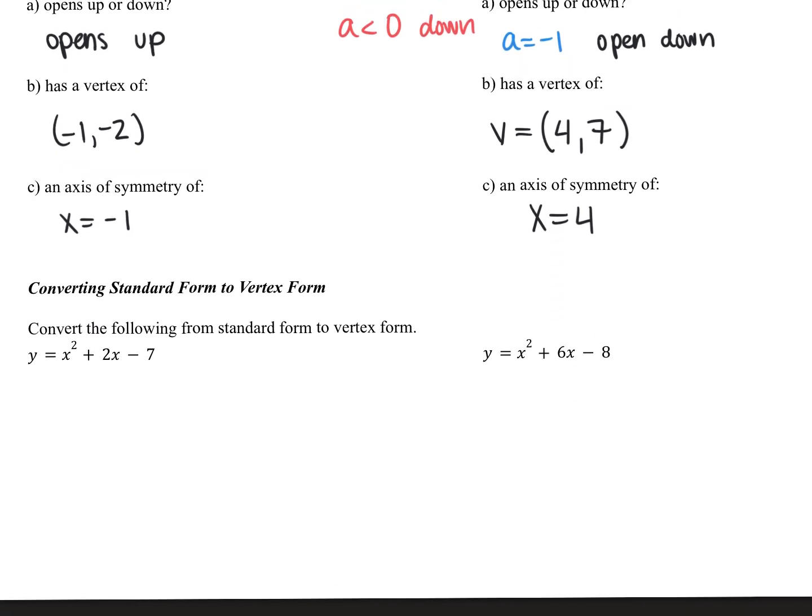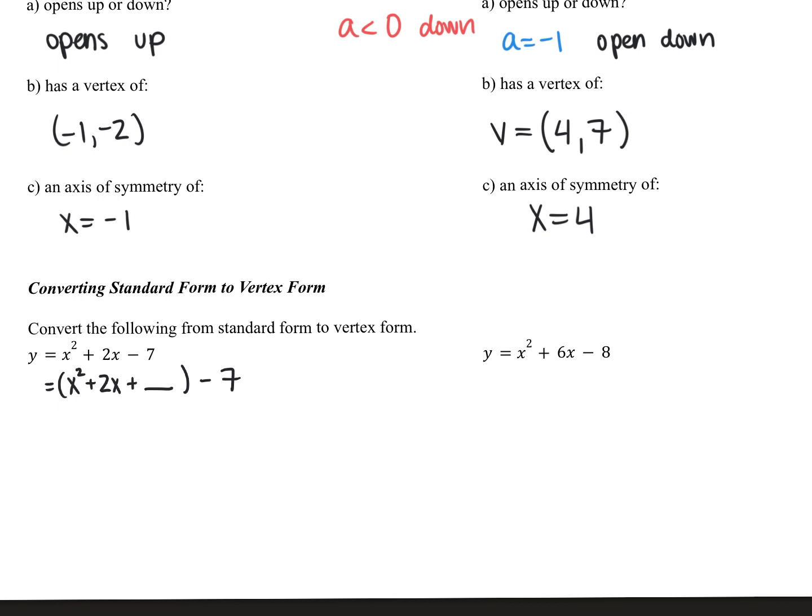Now, last thing we want to talk about is how do I go from standard form to vertex form? And we're going to use part of the process of completing the square because I want that parentheses with the squared, and the only way I can get that is by doing some of the completing the square process. So the first thing I'm going to do, in my example, y equals x squared plus 2x minus 7, is separate in parentheses the part of the equation that has the x's from my constant -7.